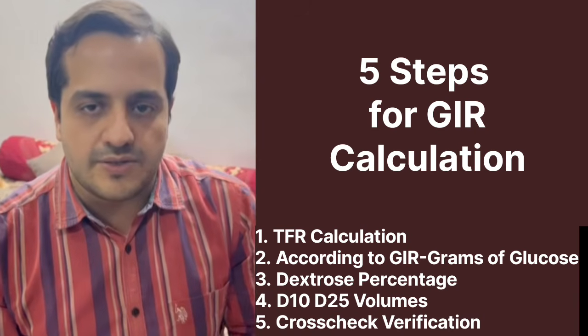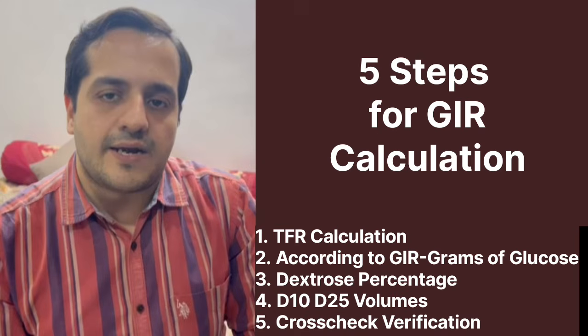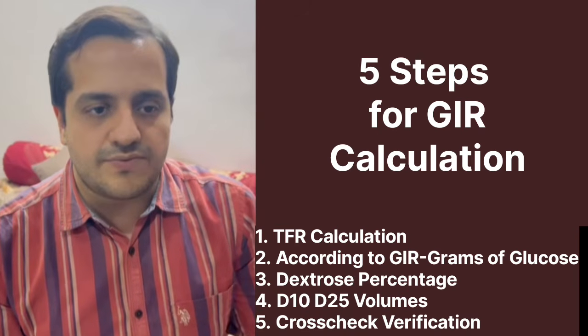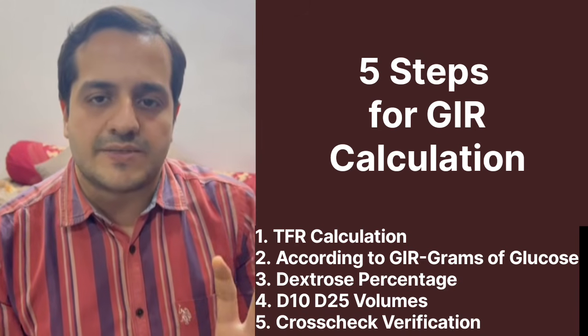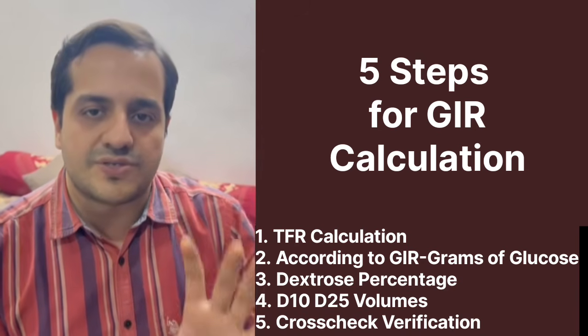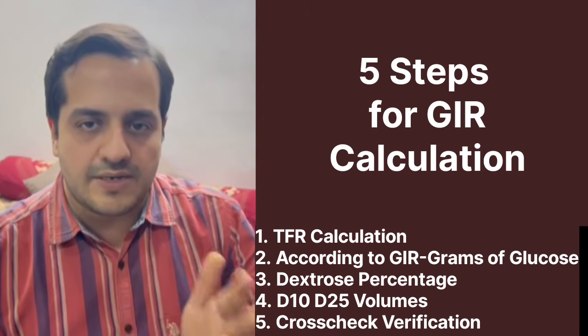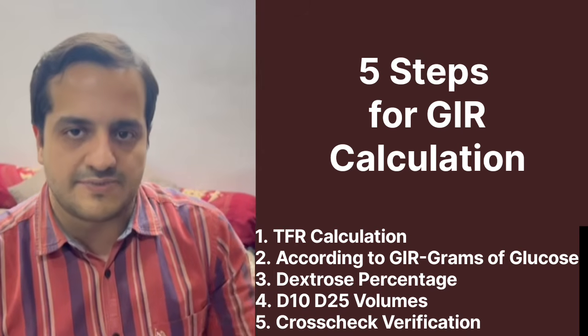So we'll see all those with the help of an example in the next few minutes. And lastly, we'll learn something about how to cross check. Once you have formulated the plan for glucose infusion, there are some tables available which will help us to cross check whether whatever we have prescribed is correct or not. So I'll show these steps one by one with the help of an example in the next few minutes.